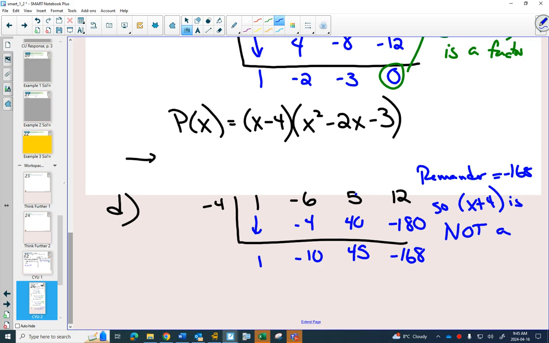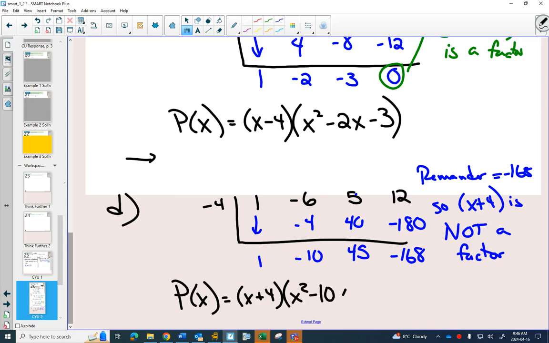This is the first one. That's not a factor. So if we wrote our division statement for this one, you'd have x plus 4, x squared minus 10x plus 45, and then you'd have to add your remainder of negative 168 at the end.